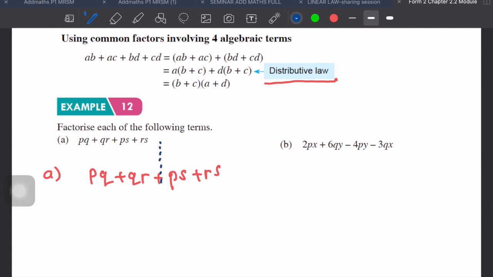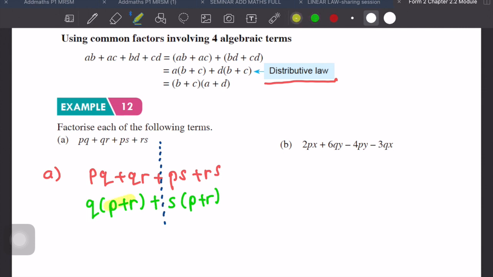Okay, cara macam ni, pastikan depan ni dia ada geng. Depan ni ada Q, sini pun ada Q. Belakang ni ada PS, RS. So, dia ada S yang sama. Okay, apa awak buat? Kita cuba bahagi tengah-tengah ni. Sekarang tengok PQ, QR. Apa yang sama? Q sama kan? So, keluarkan Q. Q tinggal P plus R.